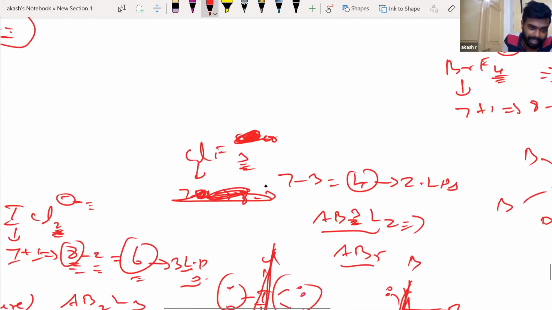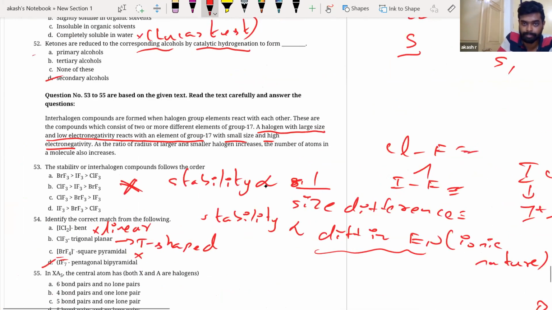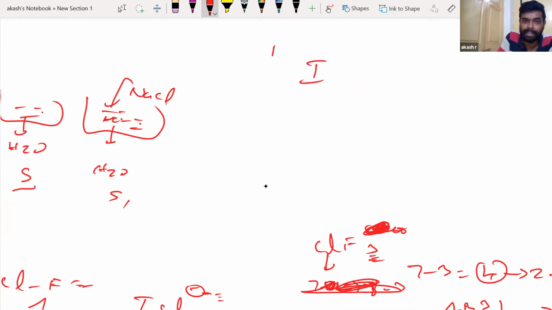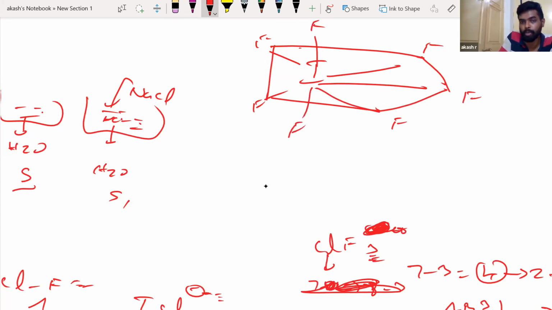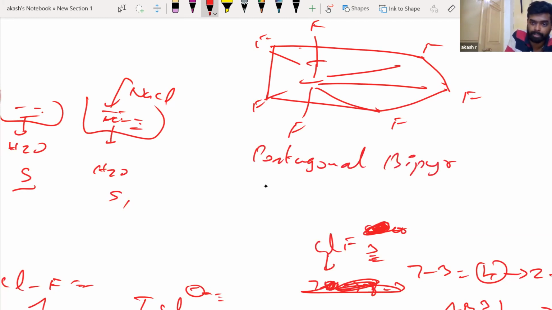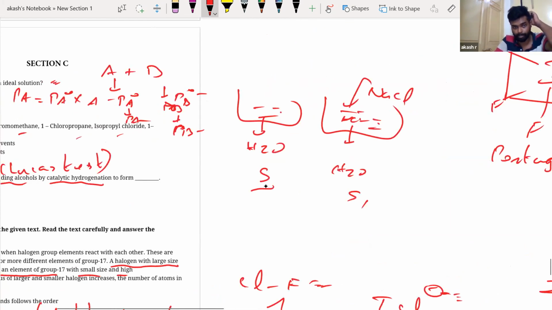IF7, yes. Pentagonal bipyramidal. That's the correct one. IF7 will look like this. You draw a pentagon, and at all the pentagon's corners, you put an F. Now the pentagon is done. Now you put two pyramids, F and F, one at the top, one at the bottom. This is what is called pentagonal bipyramidal, two pyramids. So the correct answer would be IF7, which has pentagonal bipyramidal geometry.